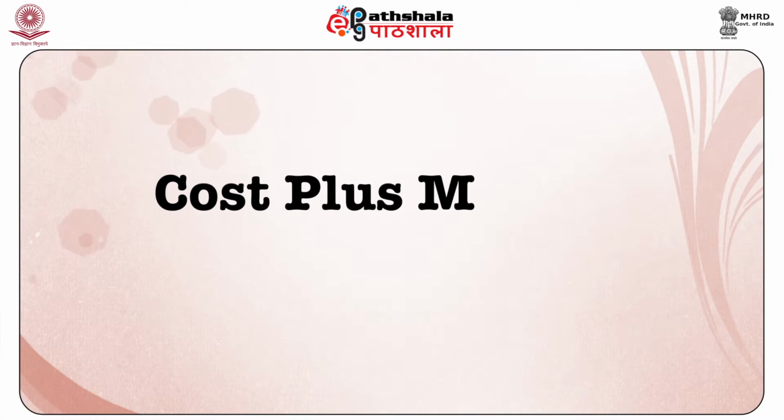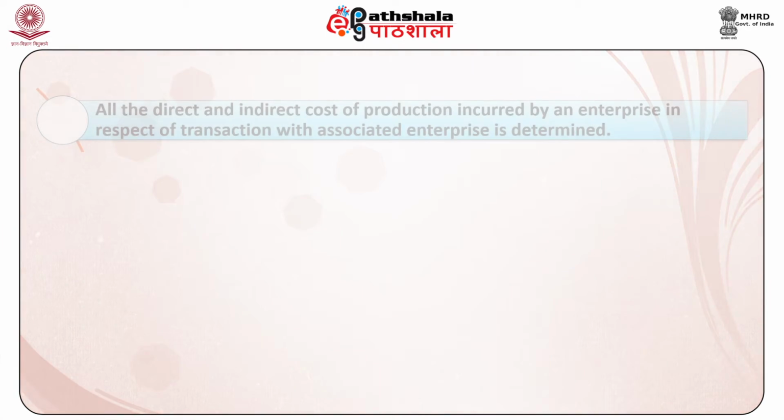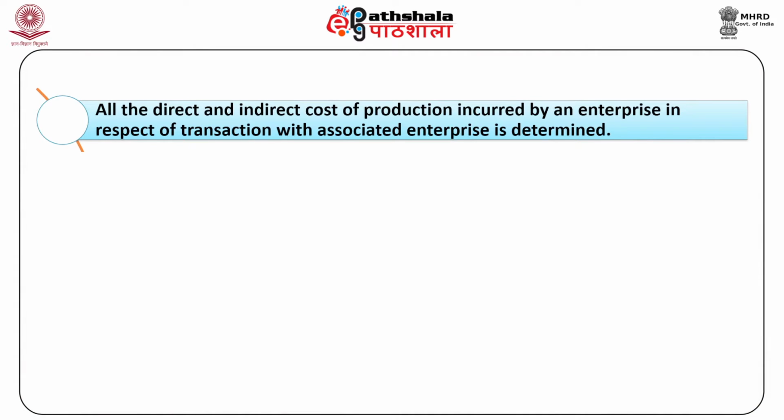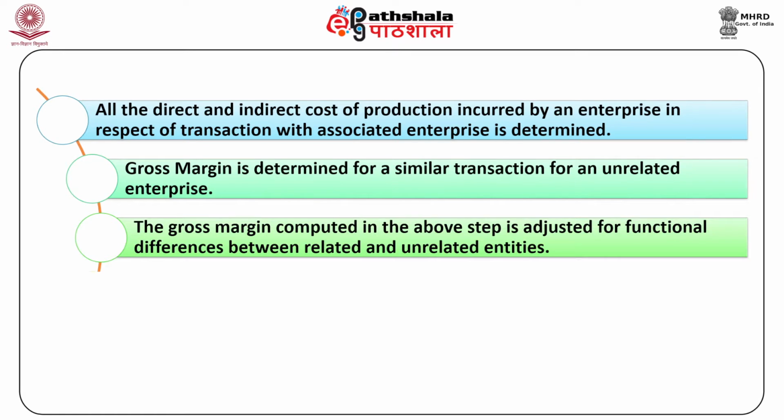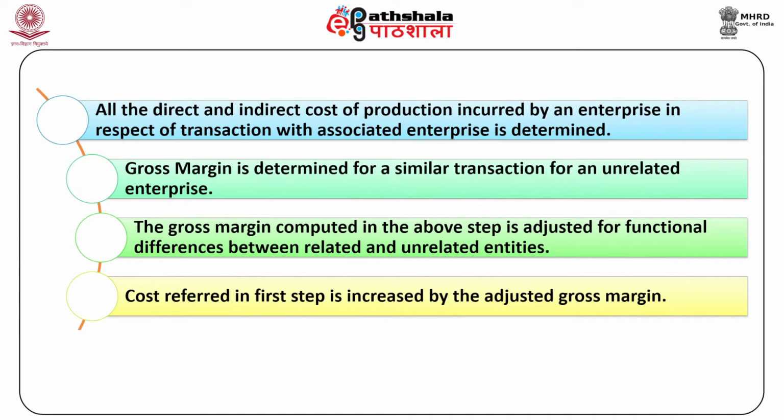The third method is the cost plus method. Here, first, all the direct and indirect costs of production incurred by an enterprise in respect of a transaction with an associated enterprise are determined. Secondly, gross margin is determined for a similar transaction for an unrelated enterprise. Thirdly, the gross margin computed in the above step is adjusted for functional differences between related and unrelated entities. Fourth, the cost referred to in the first step is increased by the adjusted gross margin.